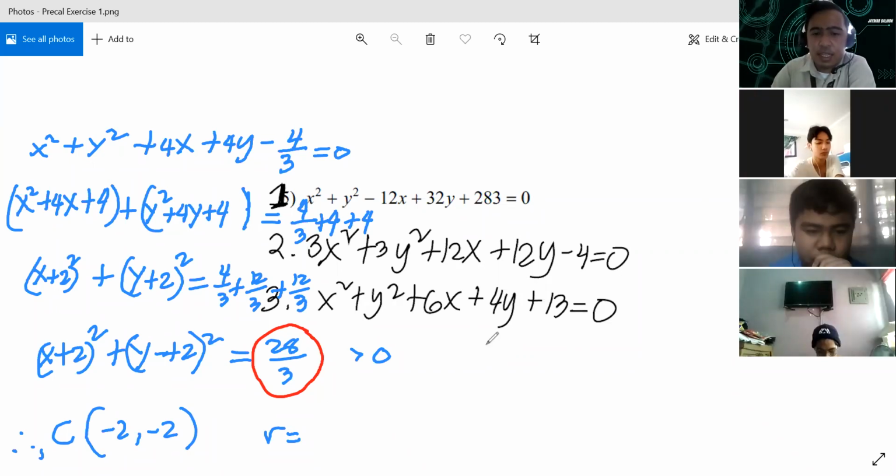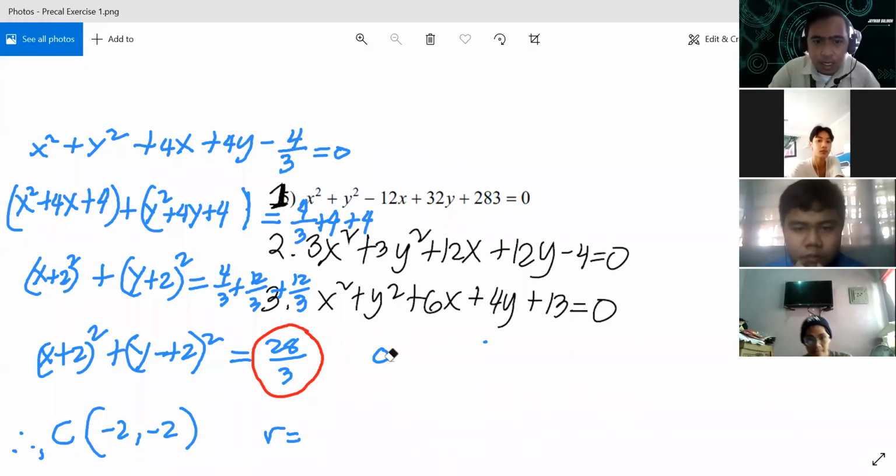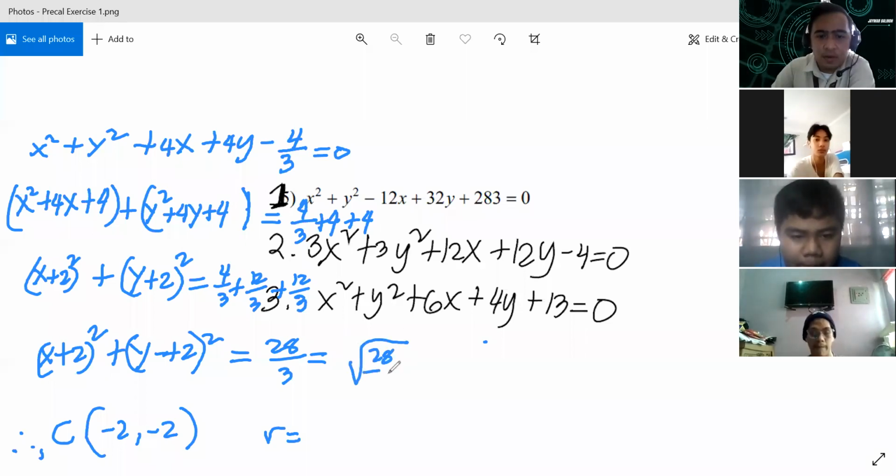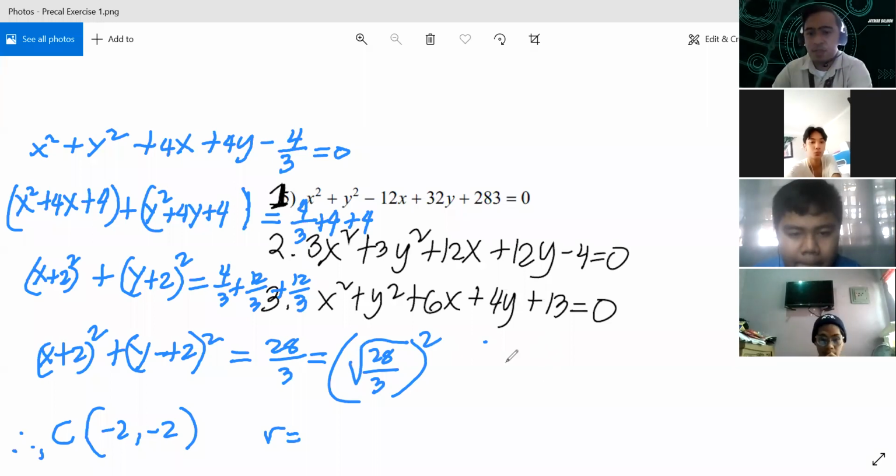That can be written. So let me write it for clarity. This one can be written as square root of 28 over 3 quantity squared, right? So therefore our r is the square root of 28 over 3, right? So that is our r.